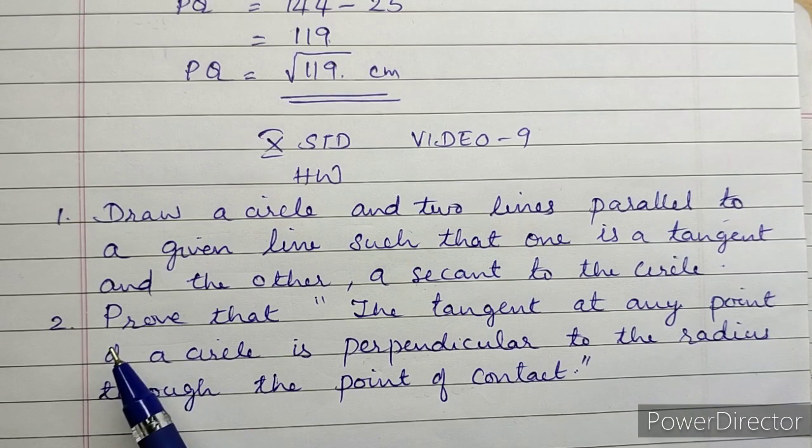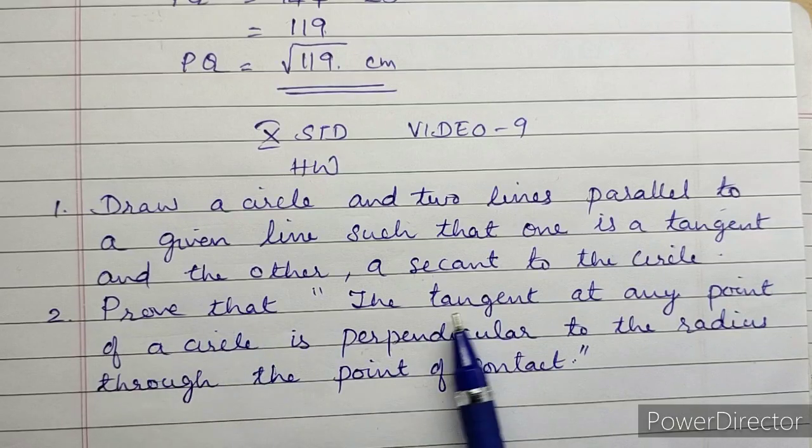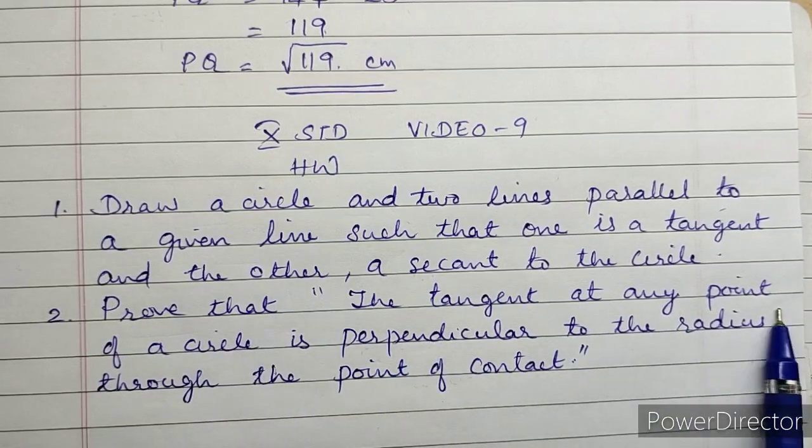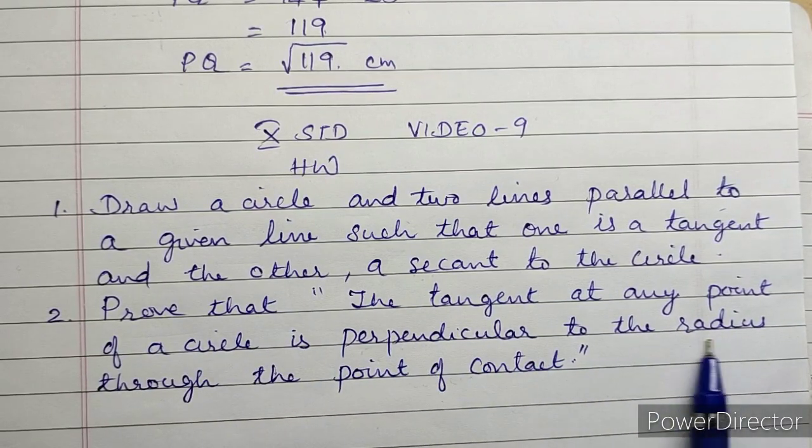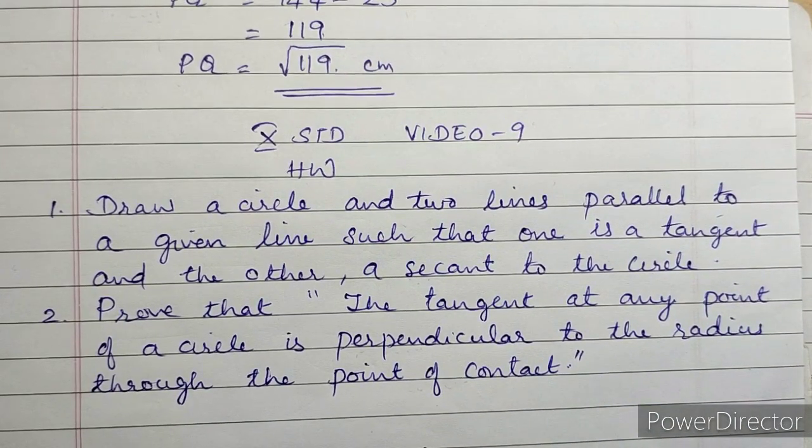Next one, prove the theorem only. Prove that the tangent at any point of a circle is perpendicular to the radius through the point of contact. So that same theorem only which I have explained. It's a very important theorem. It will come for 3 marks or 2 marks sometimes. So learn that properly.